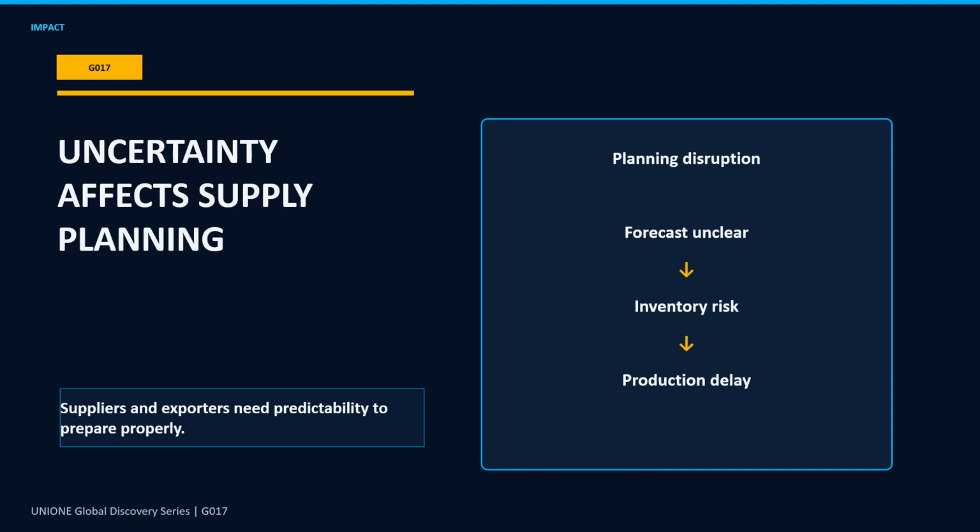Uncertainty directly affects supply planning. Suppliers and exporters need reasonable forecasts to prepare inventory and production. If the expected order quantity changes repeatedly, inventory may become insufficient or excessive. Production schedules may also need to be changed. Packaging, documentation, and shipping arrangements may be delayed. Without predictable demand, the supply process becomes increasingly difficult to manage.